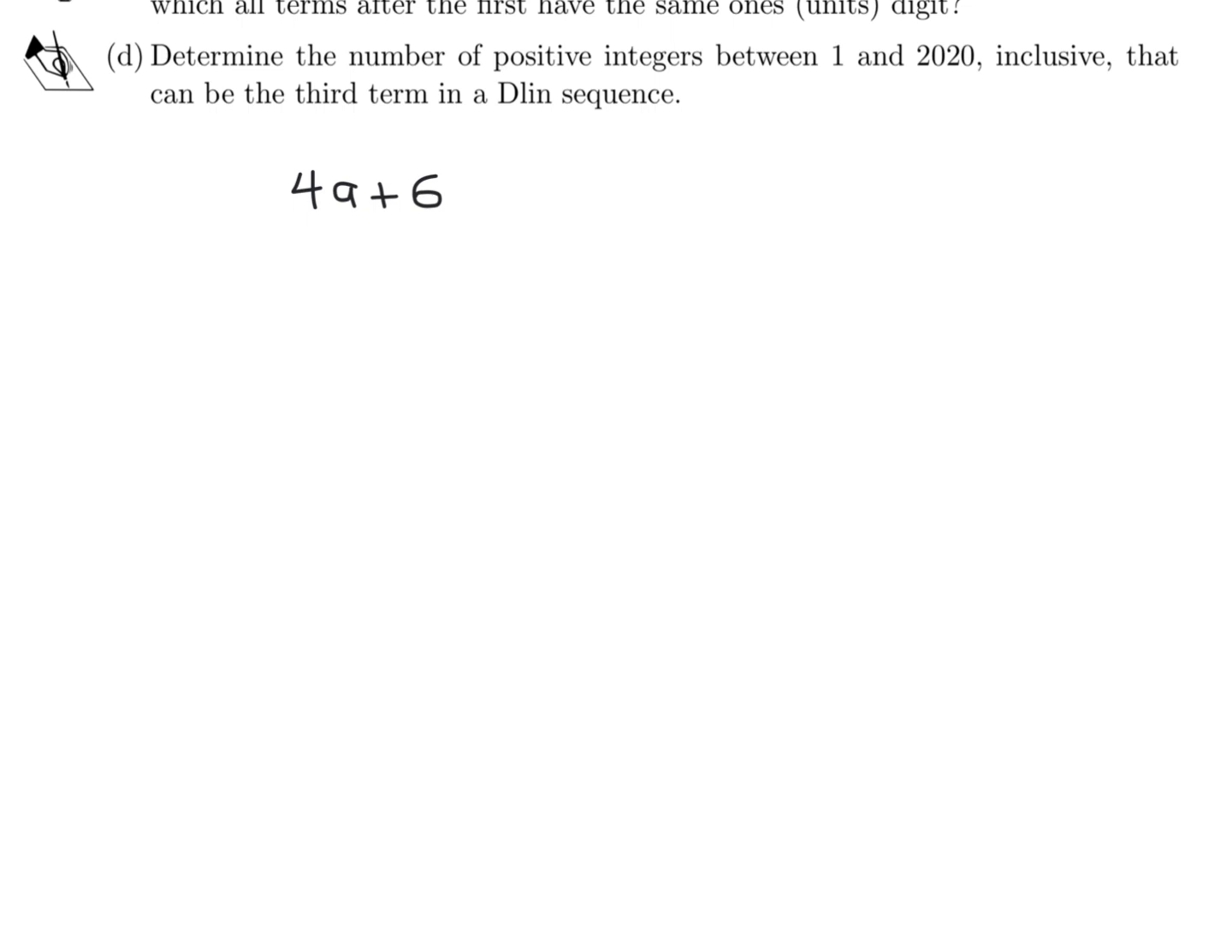And let's just see what happens for different values of a. A equals 1, 2, 3, 4, and so on. So 4a plus 6, if a is 1, is 10, 14, 18, 22, and so on. So it looks like it's going up by 4. Determine the number of integers between 1 and 2020. So the maximum it could be is 2020, right?